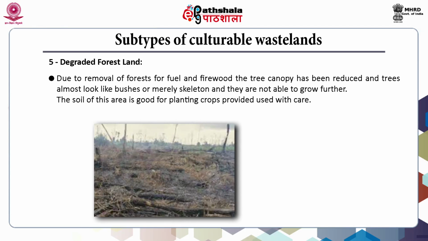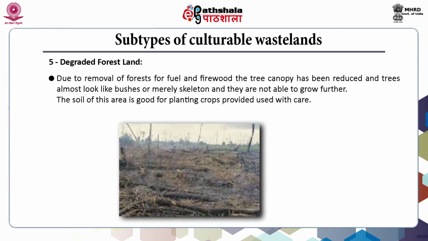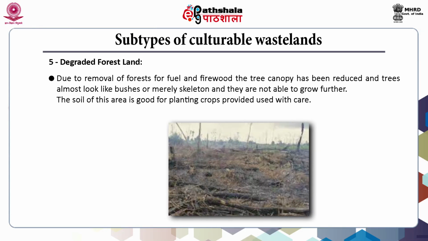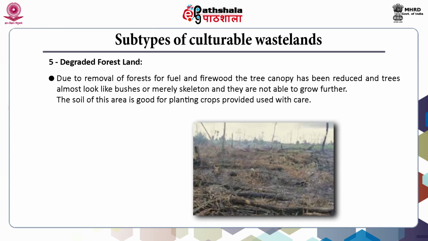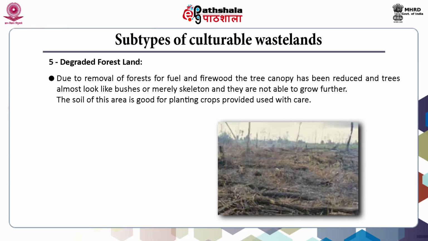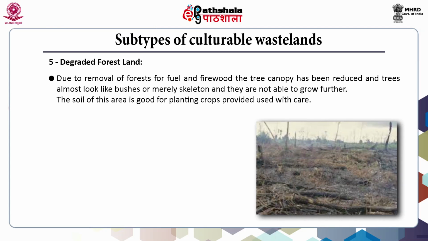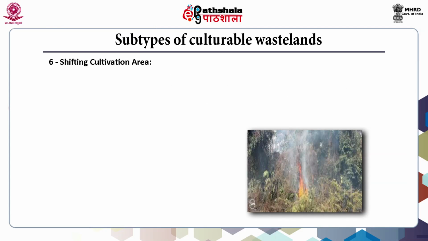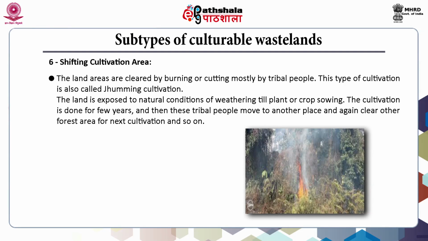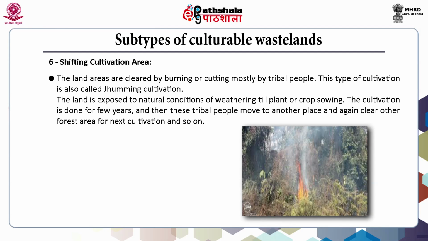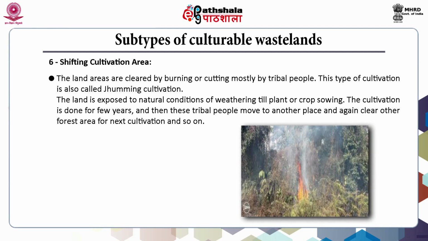The tree canopy has been reduced and the trees almost look like bushes or merely skeletons, and they are not able to grow further. The soil of this area is good for planting crops, provided it is used with care. Shifting cultivation area. The land areas are cleared by burning or cutting, mostly by tribal people. This type of cultivation is also called jhum cultivation or jhuming cultivation.